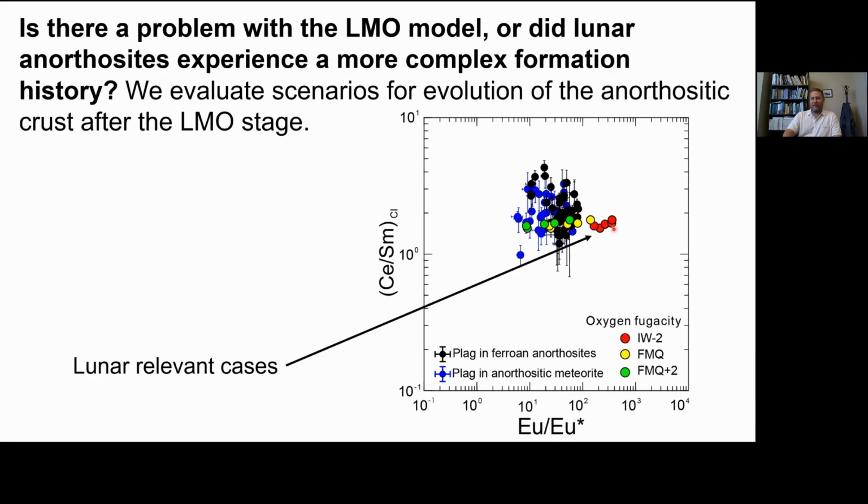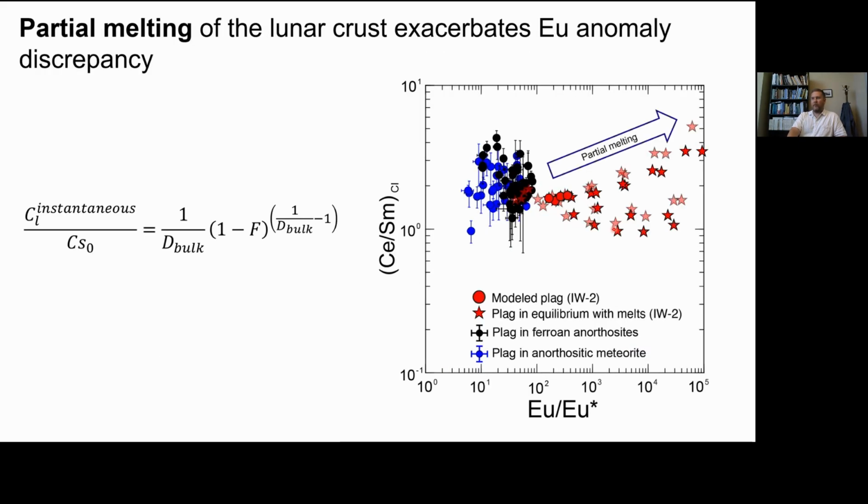So, this was a little bit of a disturbing result. Initially, I thought there was a problem with the partitioning model or the calculation. I tried it multiple ways with different codes and kept reaching the same conclusion. And so then the question was, is this a problem with the lunar magma ocean model? Or was there a more complex evolutionary history for the anorthosites? And so we went ahead and tested different scenarios to evaluate whether that second possibility were true. And so I'll walk you through them now one by one.